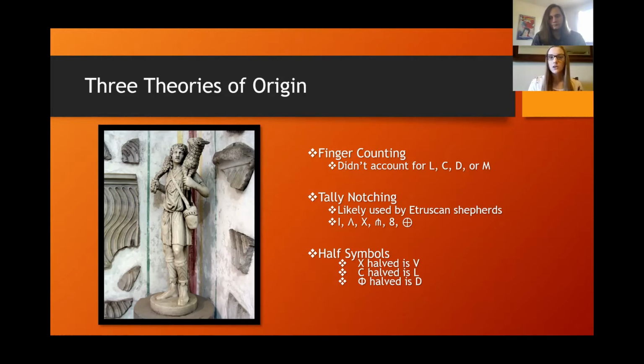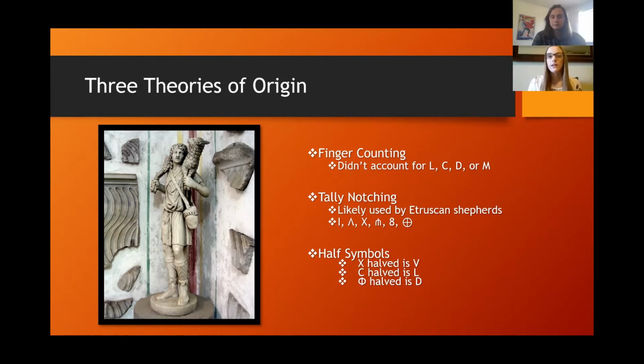The second potential origin would be from tally notching. This would come from Etruscan shepherds who would be out in the fields counting their sheep, and they would be marking it on a stick. They would put little notches into the stick, which would look like eyes. And then they would have certain symbols that would represent that they made it to a milestone. So for 5, they would create a V symbol. As they're looking at their tallies, it would show, oh, everything before this leads up to a 5. So they had these different symbols that they would mark on their sticks to mark that they've made it to a certain number. And those are shown on the screen here.